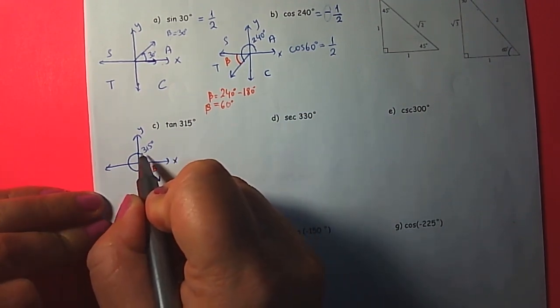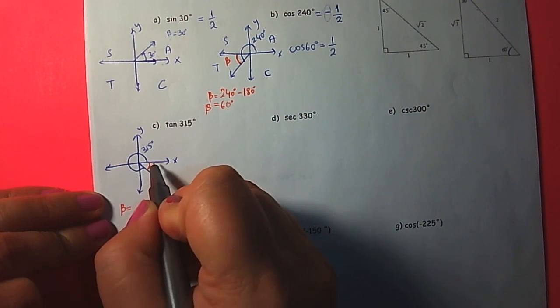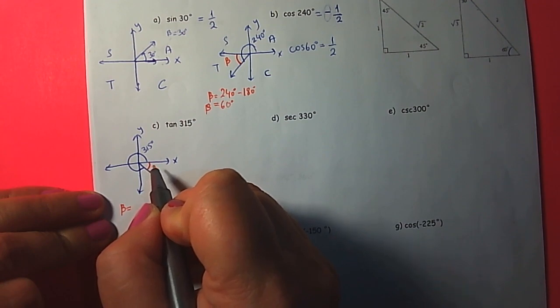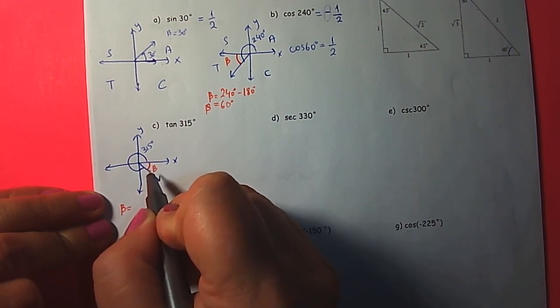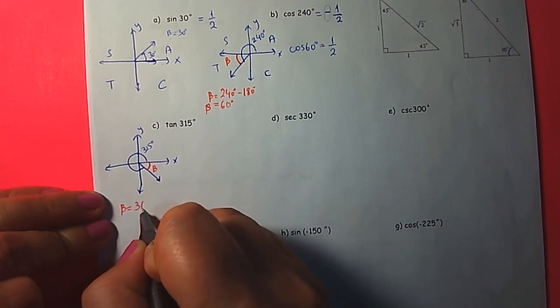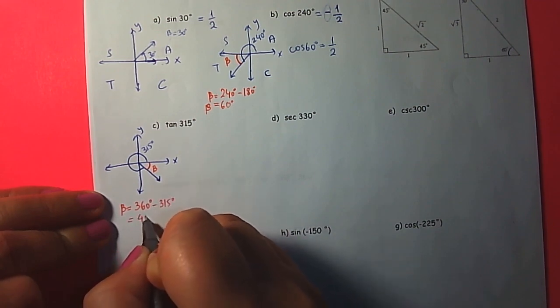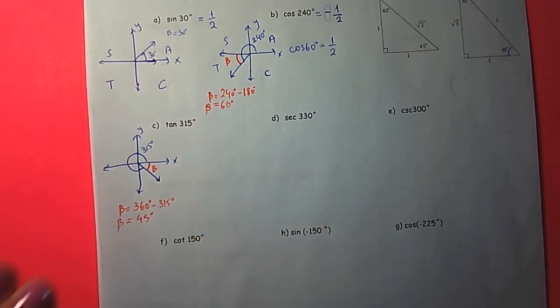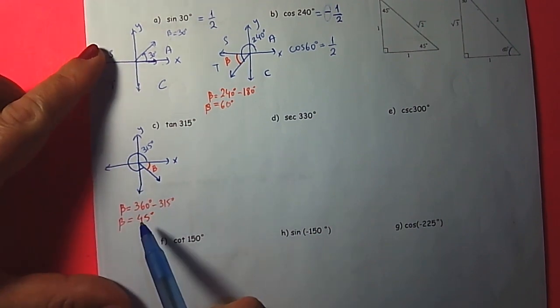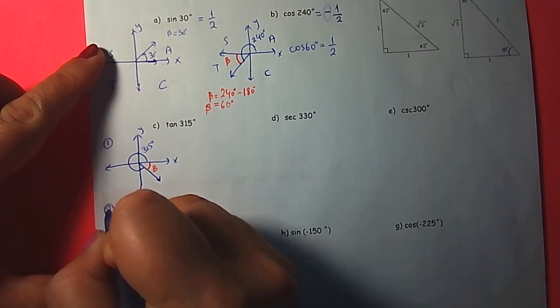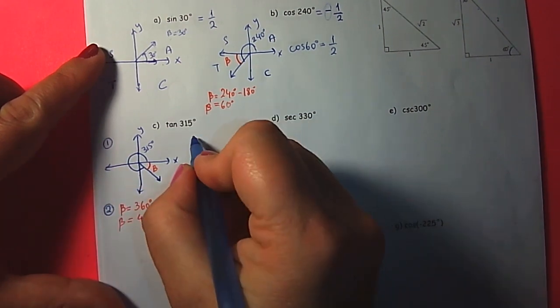If we made one full rotation, that would be 360. So it looks like I need to take the difference between 360 and 315 to calculate beta. So 360 minus 315, and that gives us 45 degrees. So that is step 2. Step 3 is finding the ratio. So this is step 1, drawing, and finding the related acute angle, step 2.